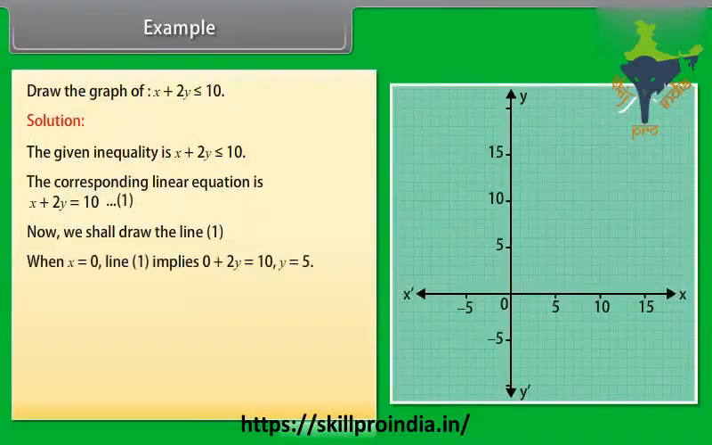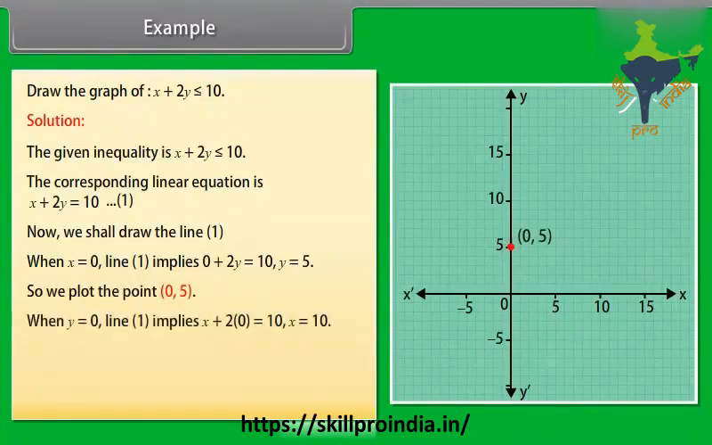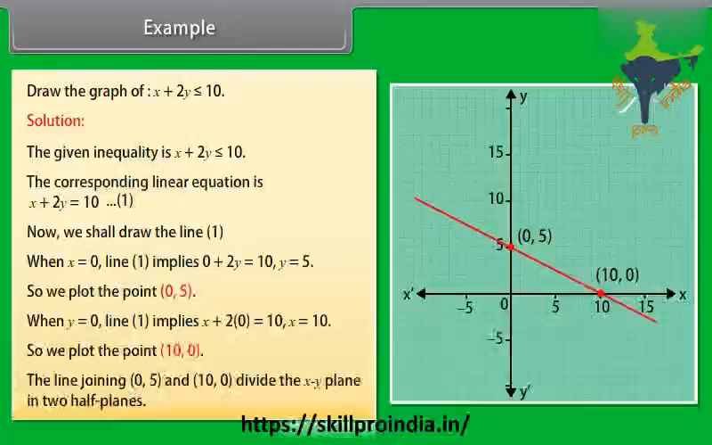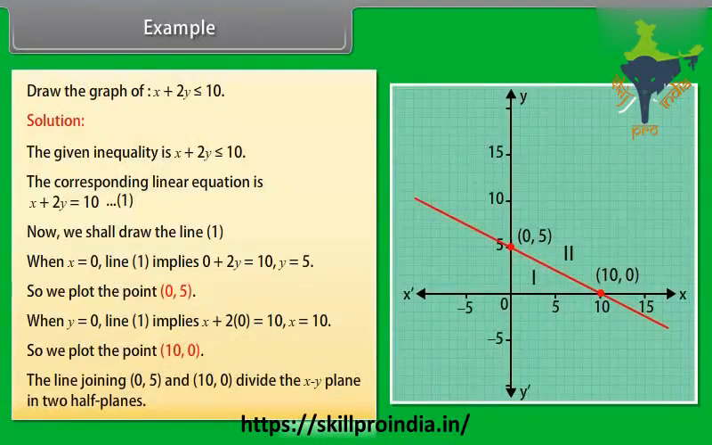When x is equal to 0, line 1 implies 0 plus 2y is equal to 10, so y is equal to 5. So we plot the point 0, 5. When y is equal to 0, line 1 implies x plus 2 into 0 is equal to 10, so x is equal to 10. So we plot the point 10, 0. The line joining 0, 5 and 10, 0 divides the xy plane into two half planes.